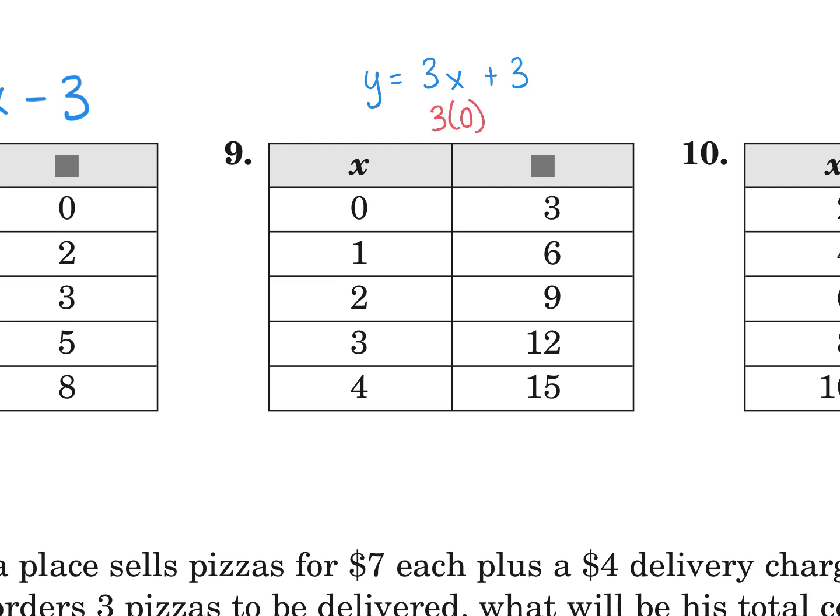3 times 0 plus 3. 3 times 0 is 0. 0 plus 3 would get us to 3. Let's try it on the next one and see if it also works. So if we plug in the 2, 3 times 2 plus 3. So 6 plus 3 would get me to 9. I skipped the 1. That one works. Let me plug in 1 and see if it works. 3 times 1 is 3. 3 plus 3 is 6. Does Alyssa's rule work? Yeah, nice job, girls. Excellent.